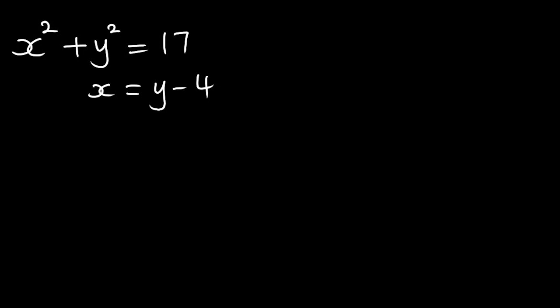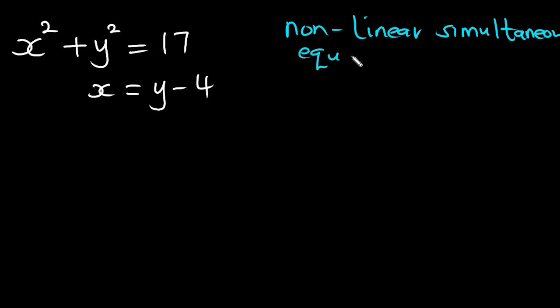So in this video, we're going to learn how to solve nonlinear simultaneous equations. So why are they referred to as nonlinear? It's because one of them is actually a quadratic equation. So this is a quadratic equation, this is a linear equation. And sometimes we can also refer to them as quadratic simultaneous equations.